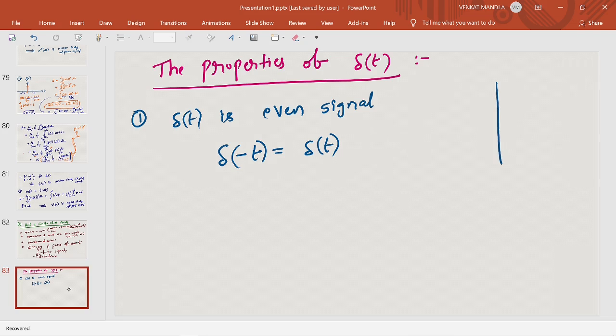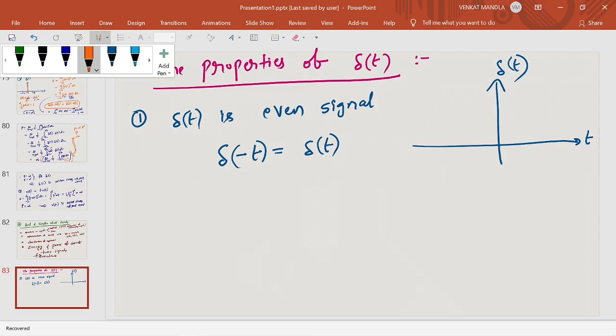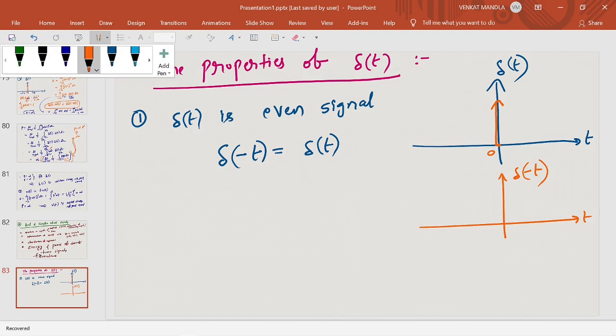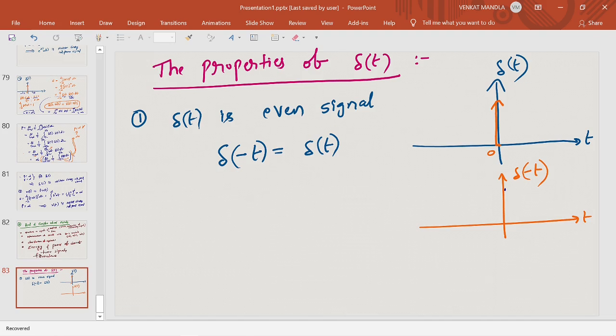So this is t, and this is del of t. At t equal to 0 only the signal exists. If you fold the signal about the y-axis, you will get the same signal. So this is del of minus t. You get the same signal. This way del of t is an even signal. That is important.